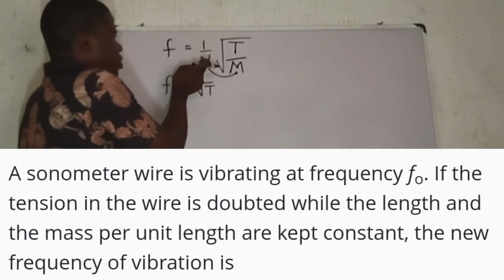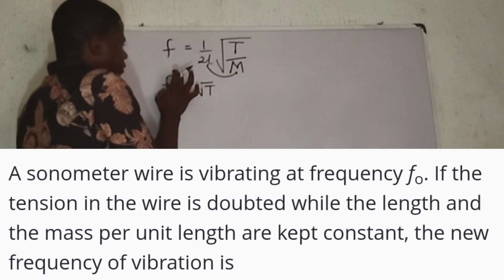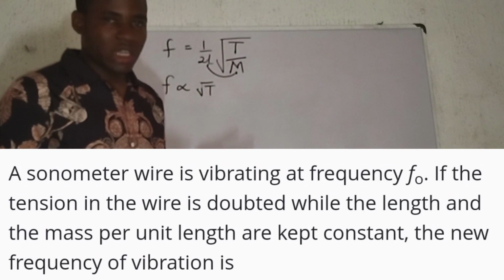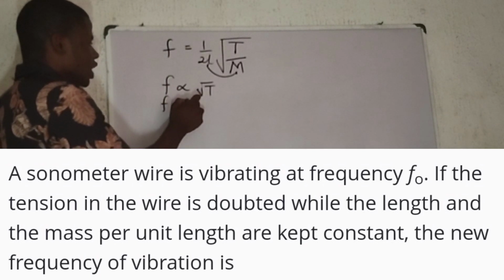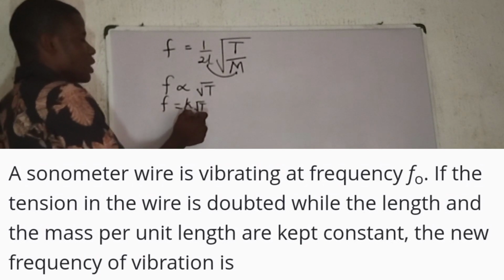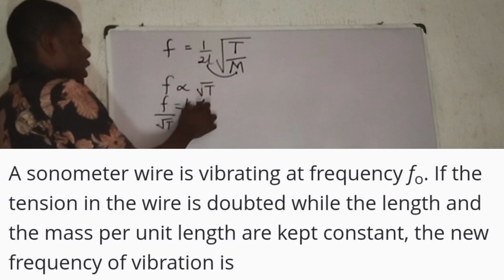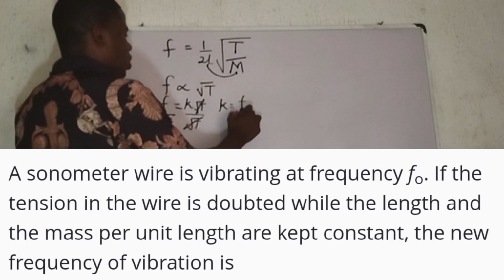But the question says that the length and the mass per unit length are kept constant. Then we'll say that frequency is directly proportional to the square root of tension. So F equals K square root of T. Now make K subject of formula: divide both sides by square root of T, so the constant K equals F over square root of T.